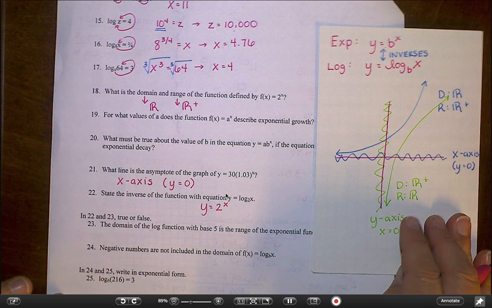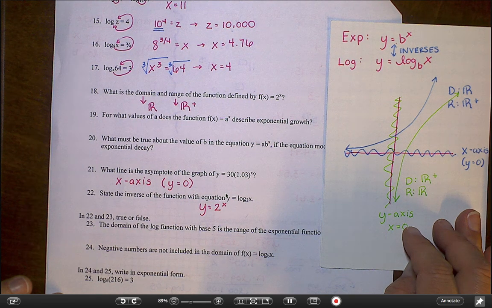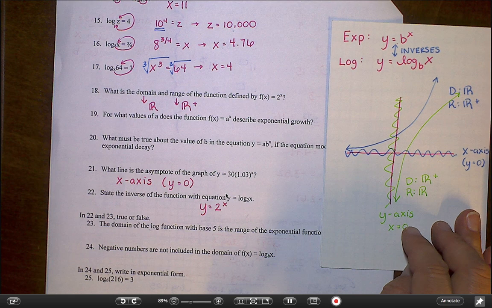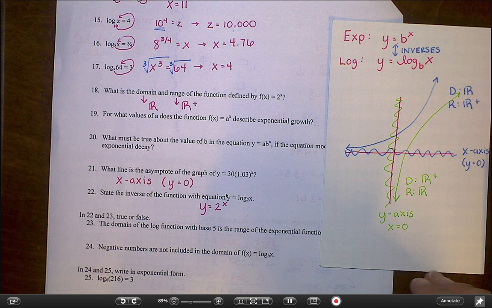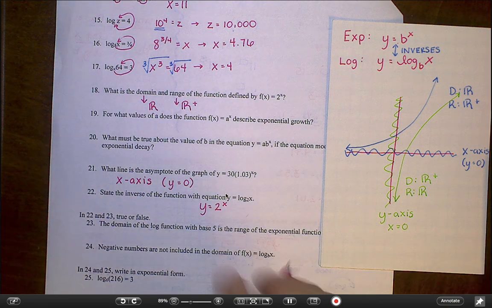Okay. I might keep going here. I'm going to hit 23, 24, and then I promise I'll get back to 19 and 20. So 23 here, domain of the log function with base 5. Okay, so let's just stop there.